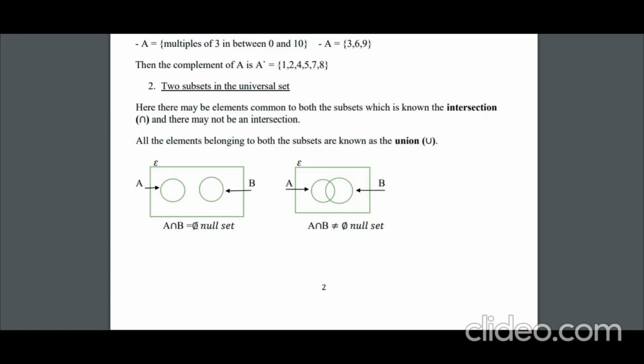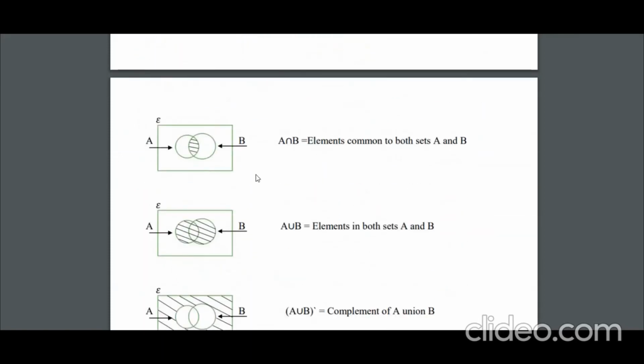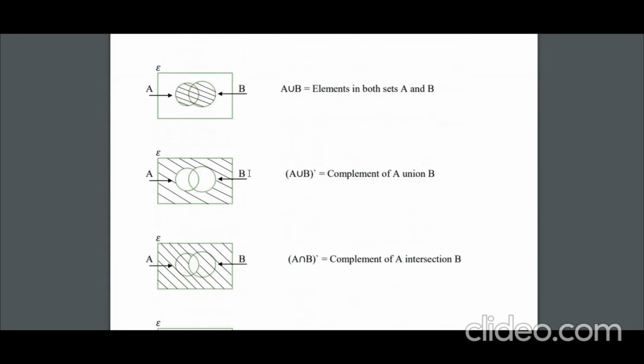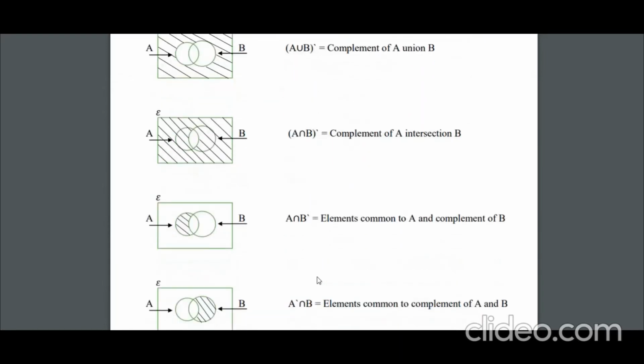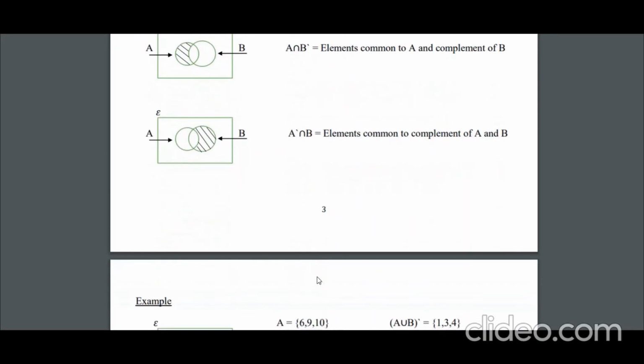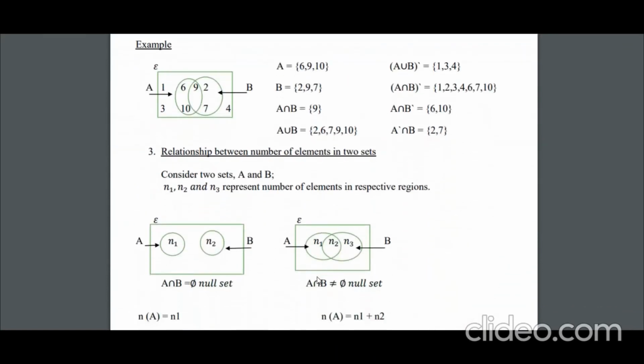What is a null set? A null set, or an empty set, is a set which has no elements. In the next case, we can see there are common elements, so A intersection B is not a null set. And we looked at several displays of Venn diagrams: A intersection B, A union B, A union B complement, as you can see. Then we went to an example. Here, this is the universal set, and A and B are these, and we can then get A intersection B, A union B, and all the notations we need.